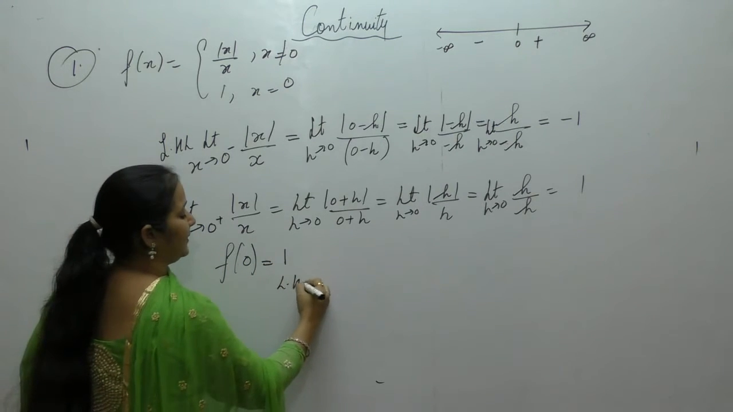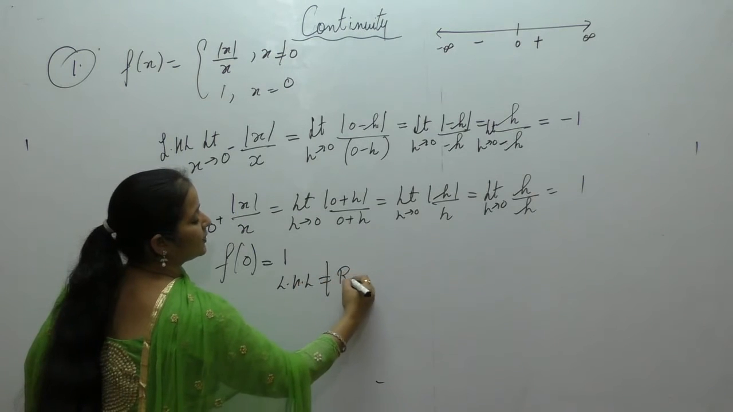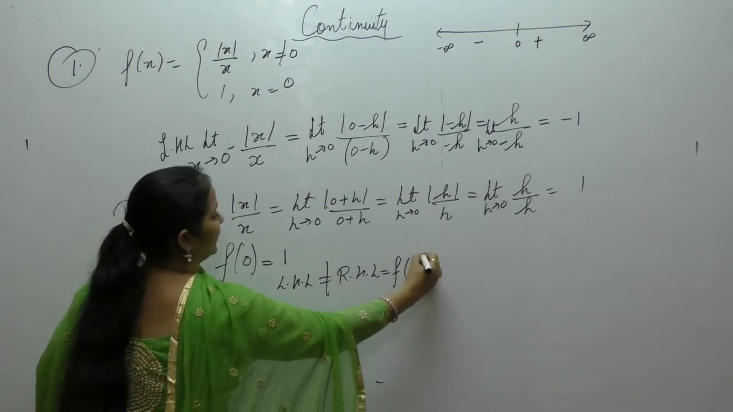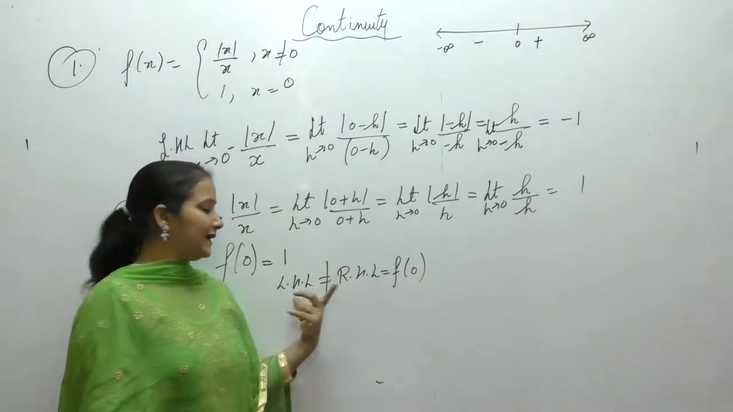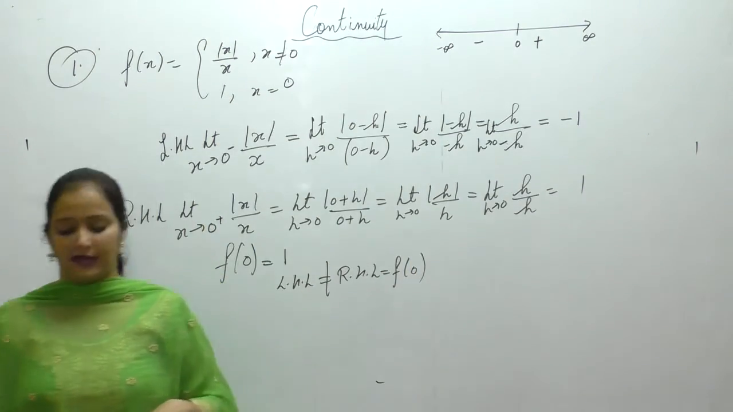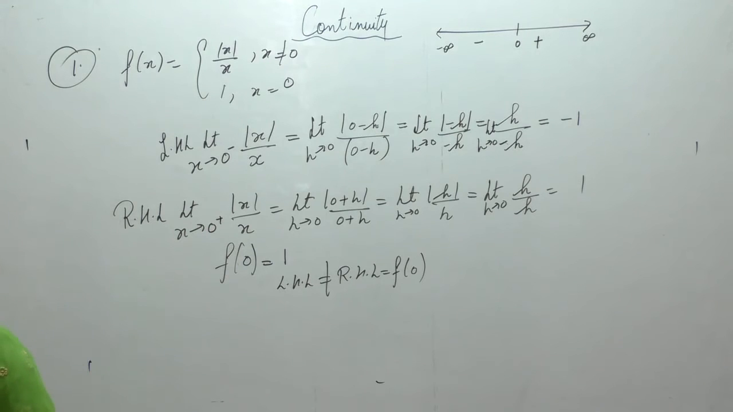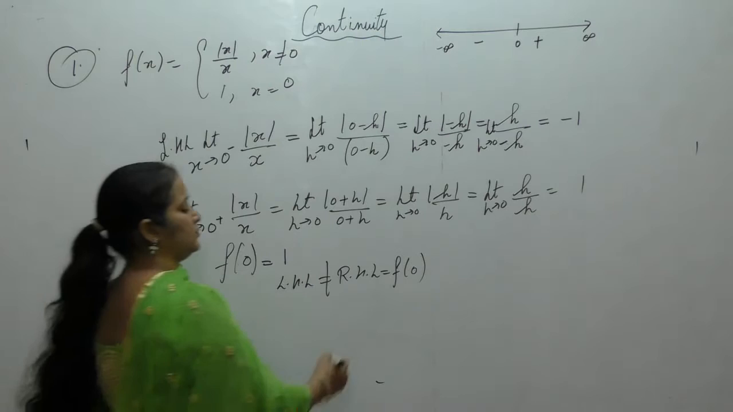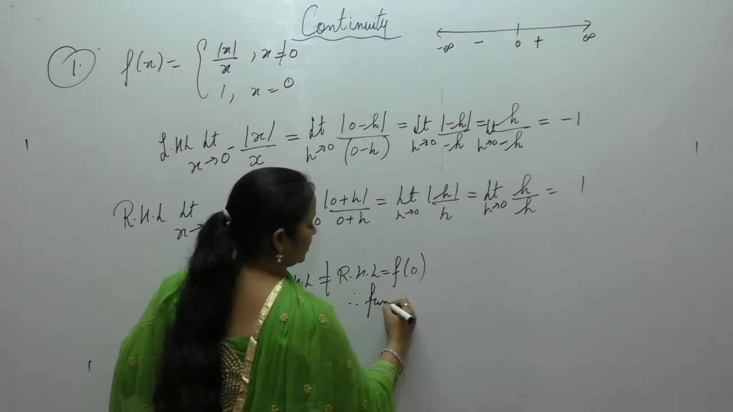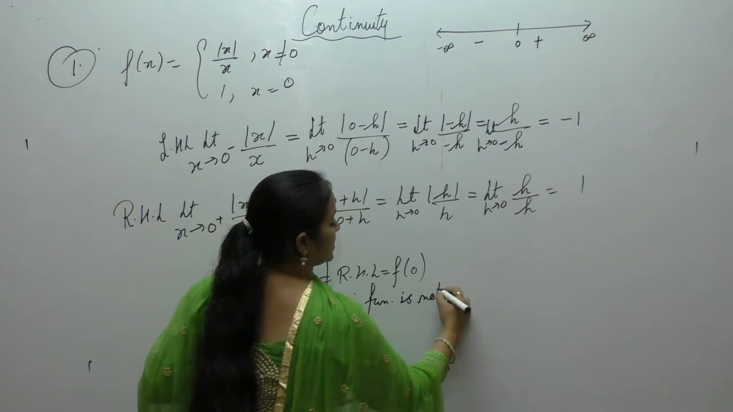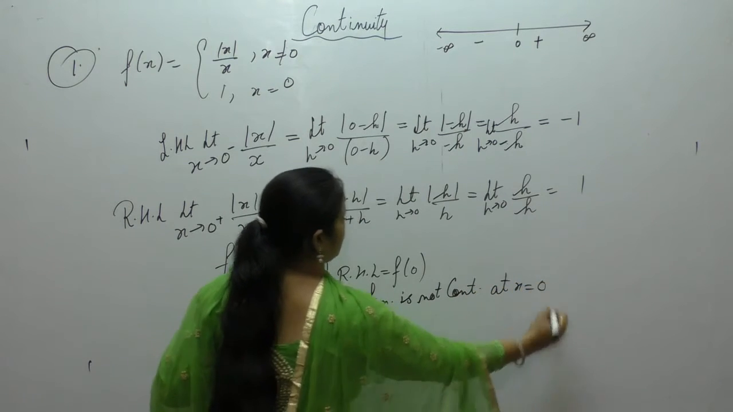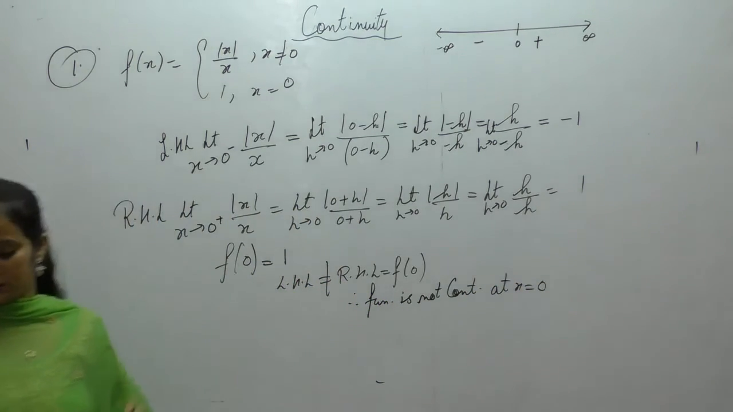Now left hand limit is not equal to right hand limit. The right hand limit and the value of the function at that point are equal, but it is not equal to the left hand limit. Therefore the function is not continuous at x equals 0.